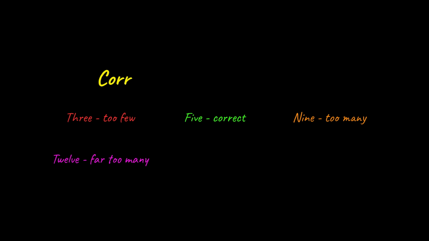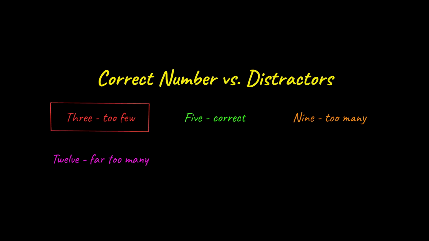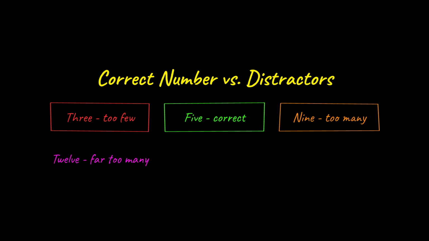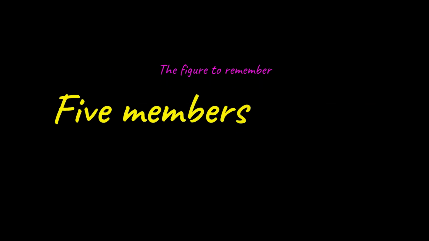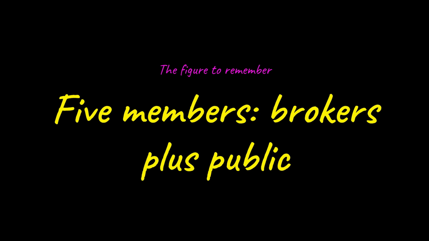rulemaking, and discipline. Exam distractors play with the number. 3 understates the board size, while 9 and 12 overstate it considerably. The real figure is 5, so knowing this lets you rule out every other tempting option. Whenever a question asks about the size of the Massachusetts Real Estate Board, the answer is 5 members, a deliberately small mix of industry brokers and public representatives.